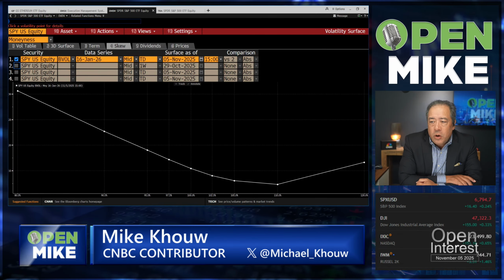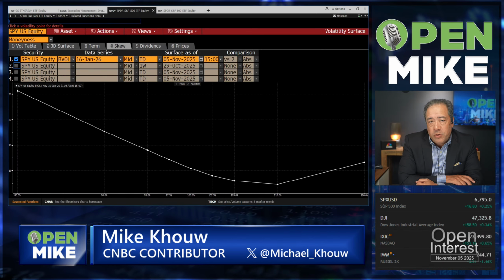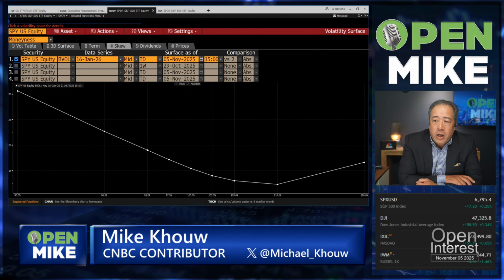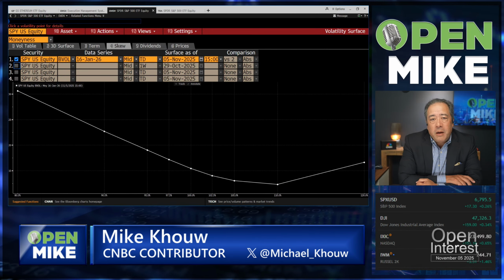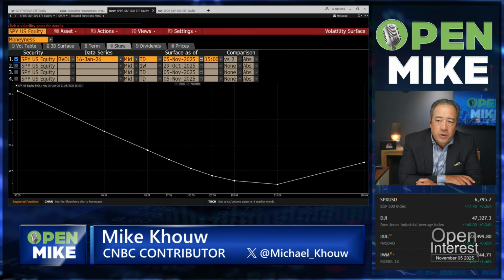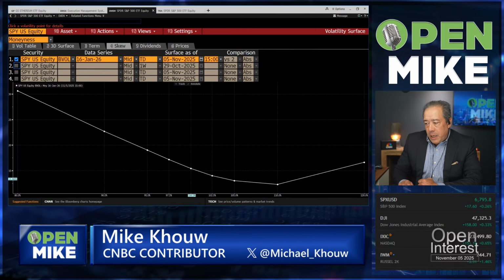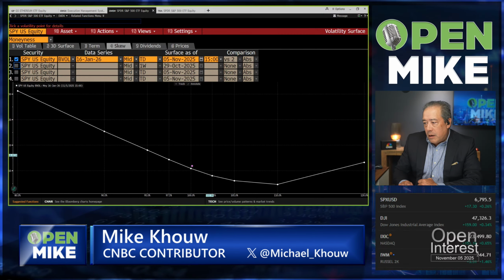I'm Mike Coe, and on my screen right now is a chart of skew in SPY for January of 2026. For those that don't know, what is skew? Skew is basically, from an options trader's perspective, the difference in implied volatility of different options strikes. So as we look at this, I'm going to just make a little notation right down here.